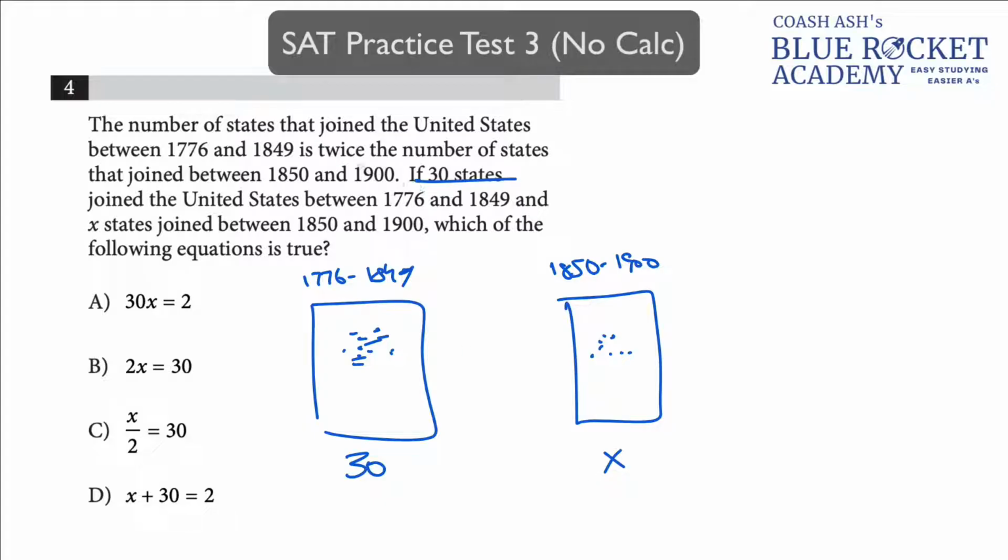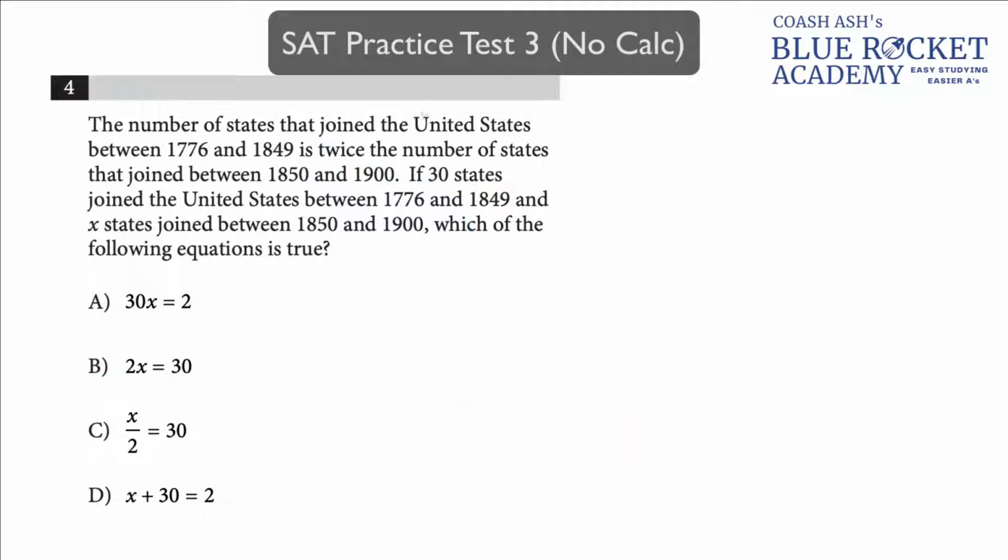And now the connection between them is the number of states that joined the United States between 1776 and 1849, which means this number is, and the is the math, in math it means equals twice the number of, so that means twice x. So therefore it's 30 equals 2x, and that's your answer. Now you try this problem, but instead of twice, I'm going to make this half. So try the same problem. One of these answers is going to work. So the number of states in here is half the number of states in between 1850 and 1900. So let me know what the answer is.